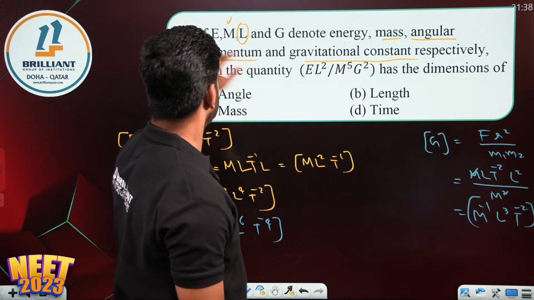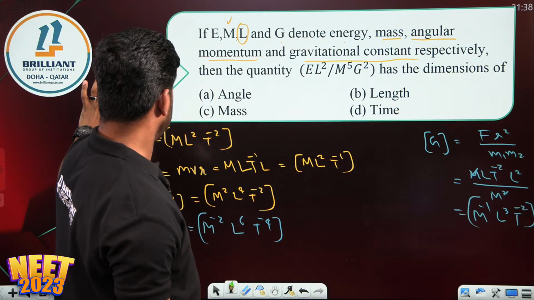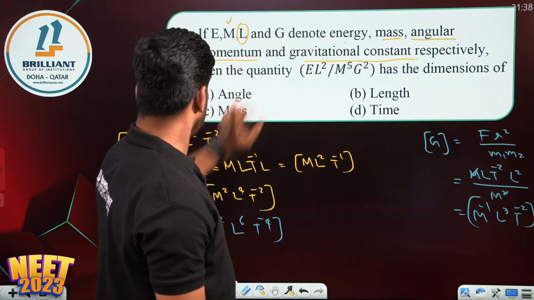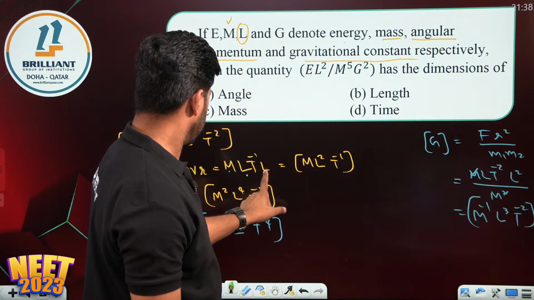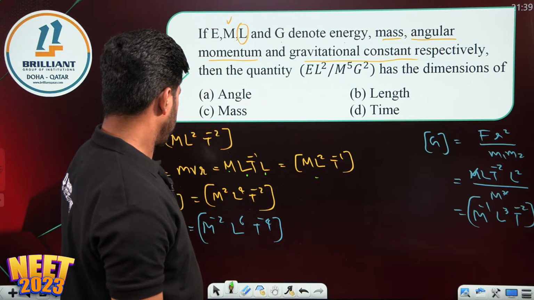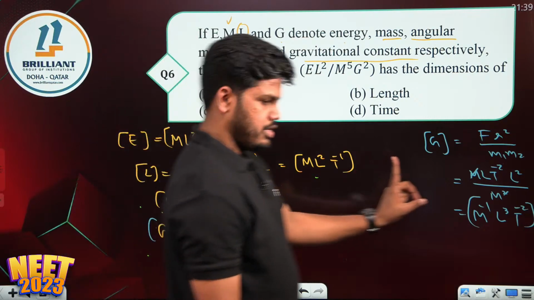Mass, energy, angular momentum, gravitational constant. So energy is m L squared T raised to minus 2. Then angular momentum is m v r, mass, L T minus 1, r is a radius, so m L squared T minus 1. L squared is going to be m squared L raised to 4 T minus 2, correct? G, let us check G.